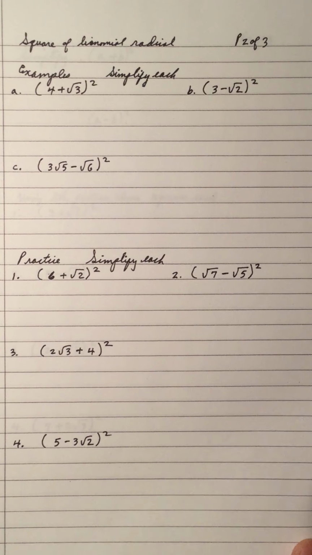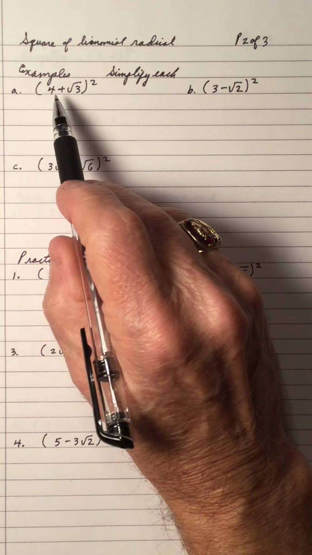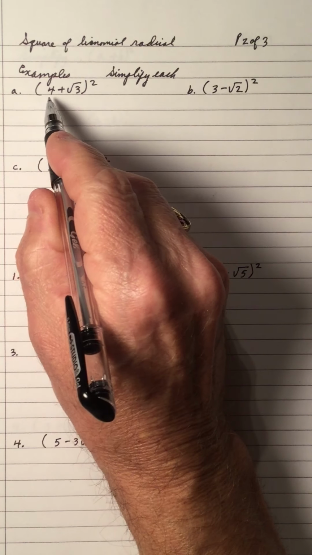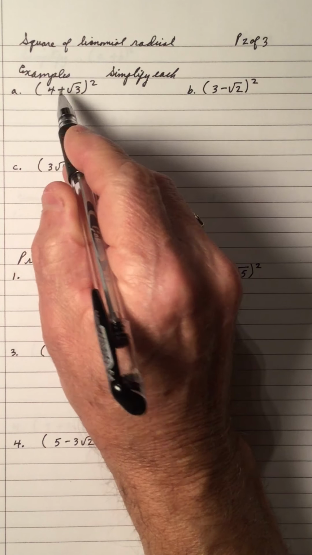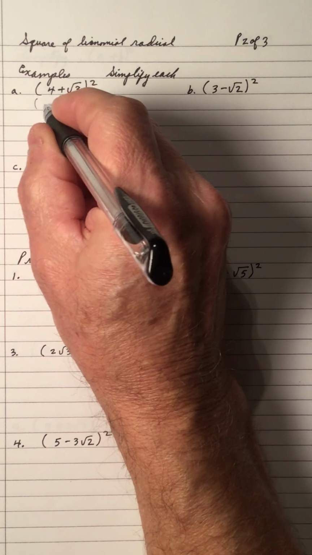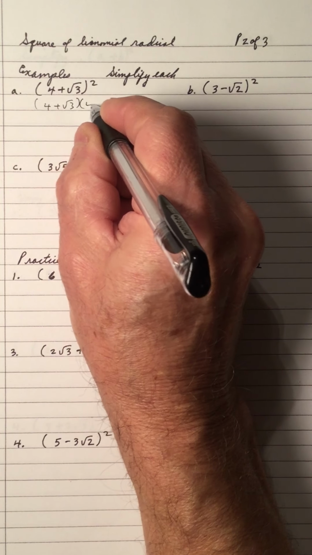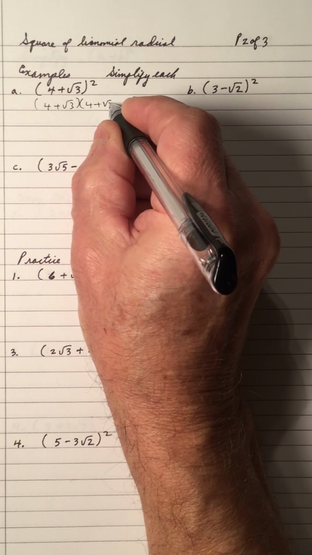The square of a binomial radical. Let's do some examples. Simplify each as a radical. This is a binomial and has a radical in it. So to square this, we will go 4 plus root 3 times 4 plus root 3.